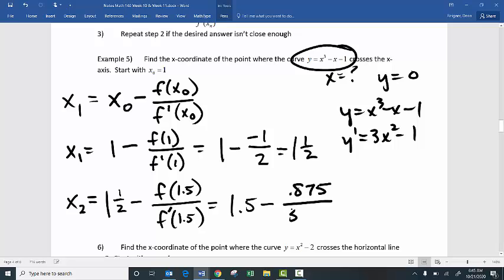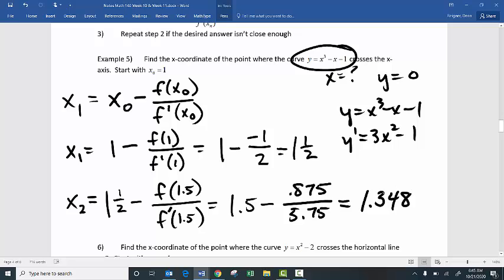So this number is 5.75. All right, so now this one you definitely need a calculator. 0.875 divided by 5.75. And then you want to take that number and subtract it from 1.5. All right, so you get 1.34, and then I'll round to an 8.